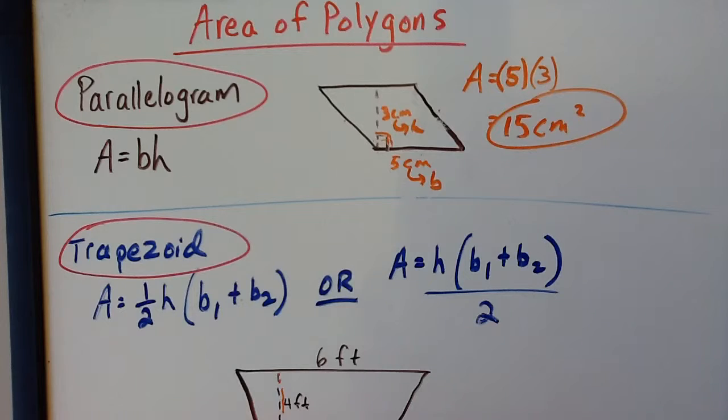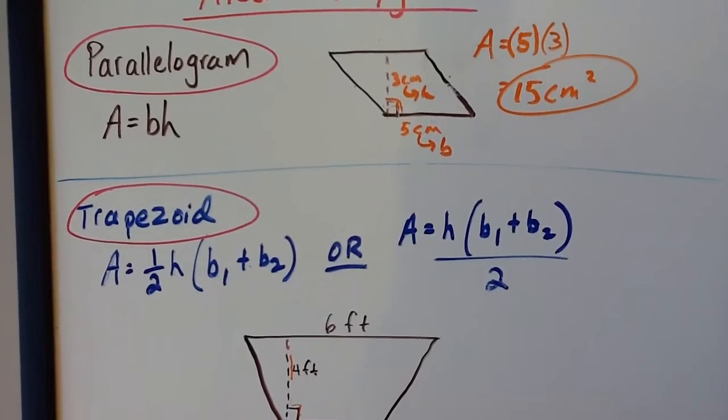One other note about a parallelogram is that a rectangle would fall into the category of a parallelogram because a rectangle is a special parallelogram since all the angles of a rectangle are 90-degree angles. They are all right angles. The next polygon we'll look at is a trapezoid.